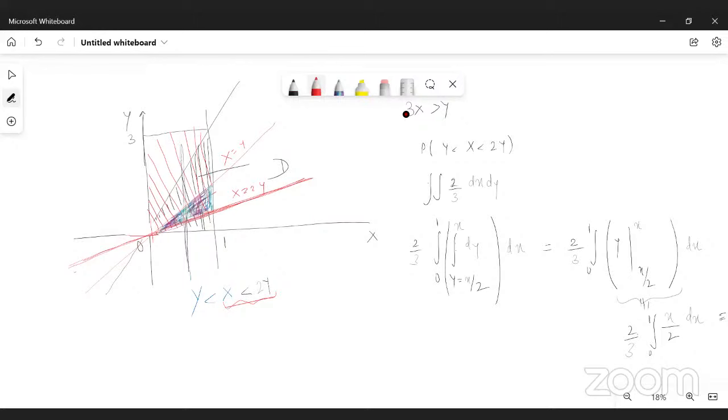Let's take any pair here. Let's say x equal half, and also y equal half. So x is half, y is half. So where will this be? Somewhere on this side.